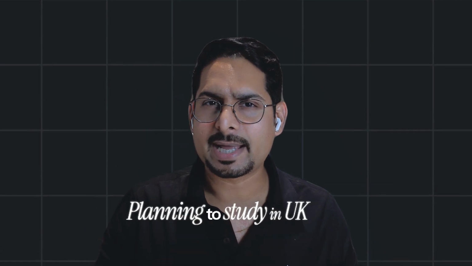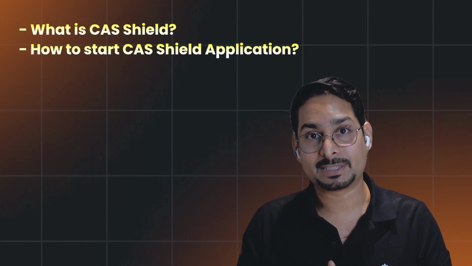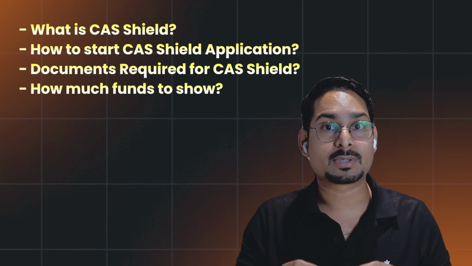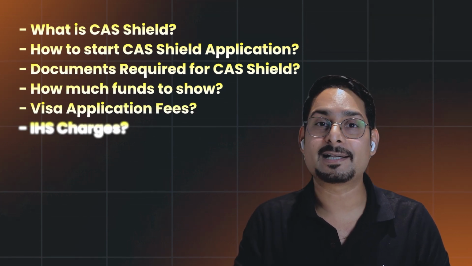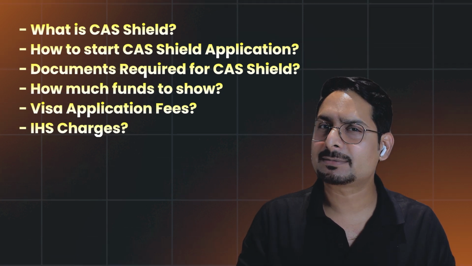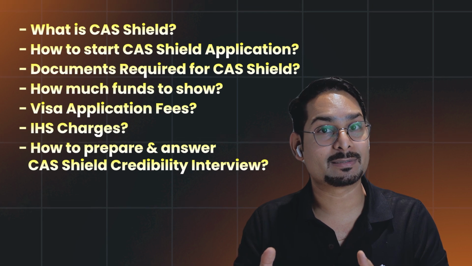Planning to study in UK and want to know what CAS Shield and CAS statements are? What exactly is CAS? How to start CAS Shield application? What are the documents required? How much funds do you need to show to get your CAS through CAS Shield? How much is visa application fees and IHS charges with updated figures? And last but not the least, how to prepare for and answer CAS Shield credibility interview.